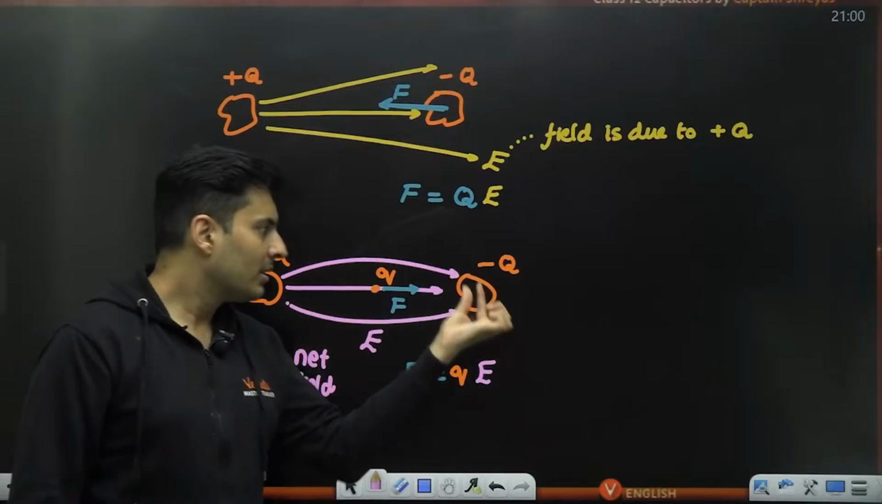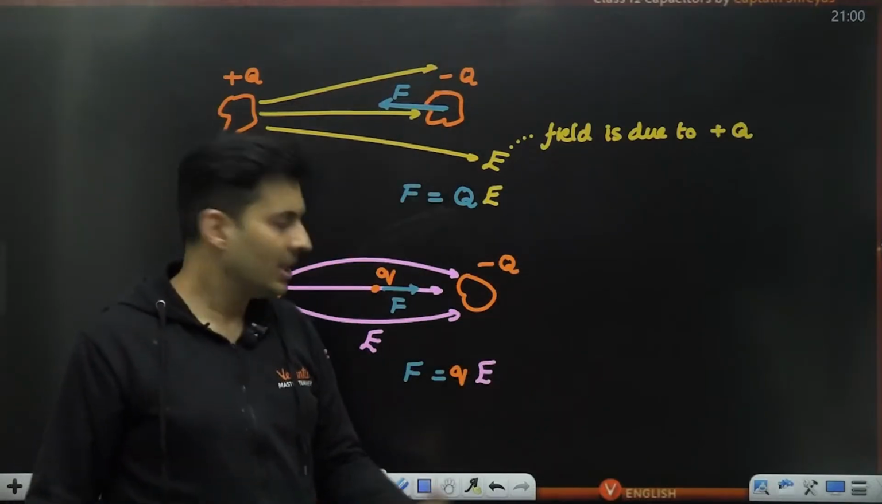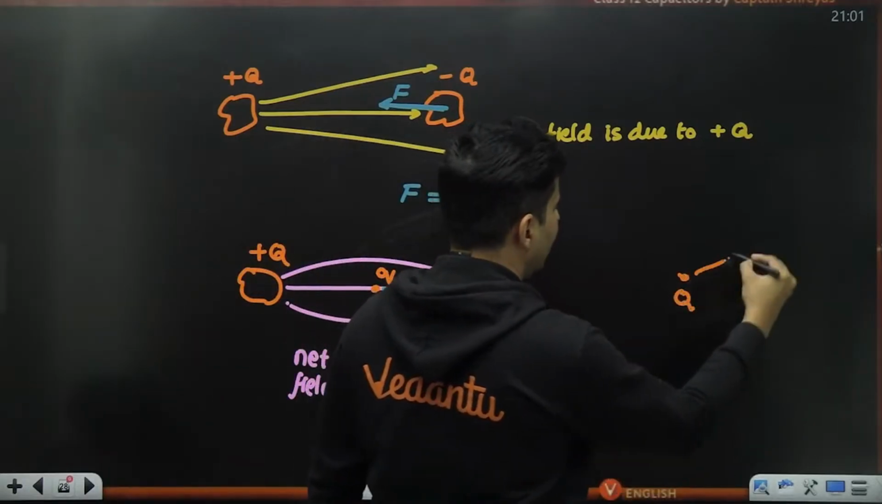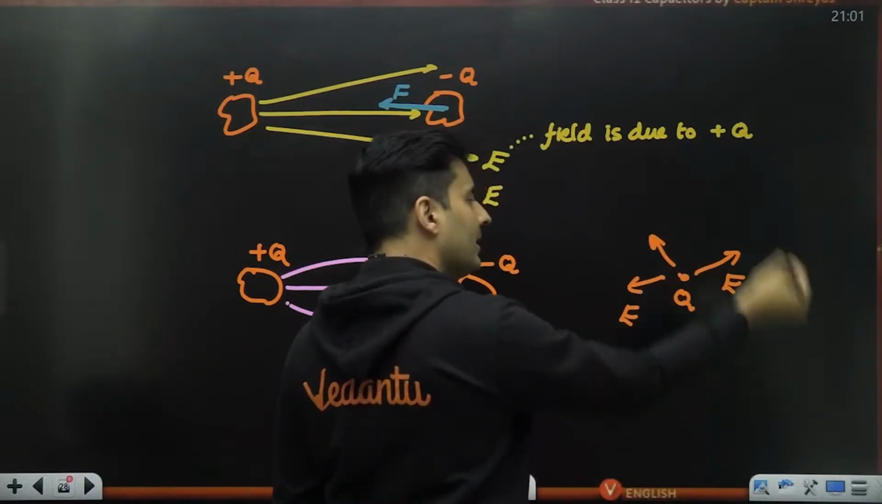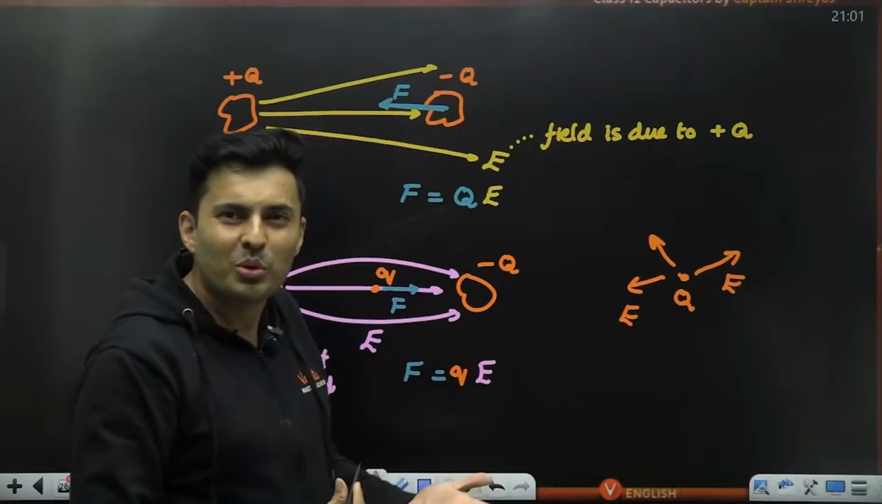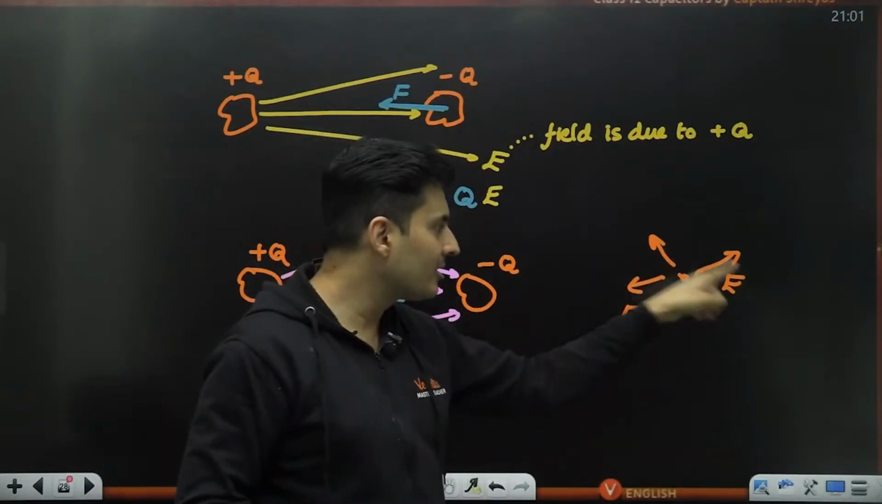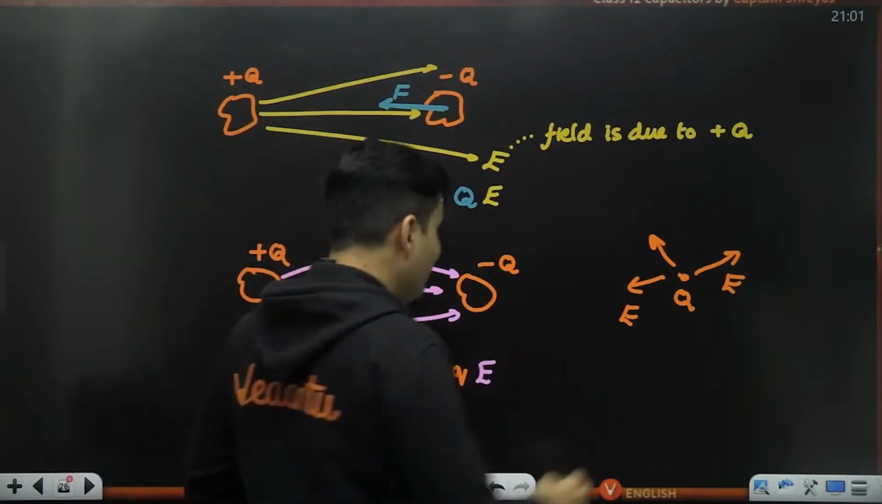How can the field due to a charge apply a force on itself? It's like saying, sir, I have a charge here and it is generating a field like this, and because of this field, there is a force on the charge. No, no, no. This field will apply a force on some other charge. This field is due to this charge. It can't apply a force on itself. So be aware of it.